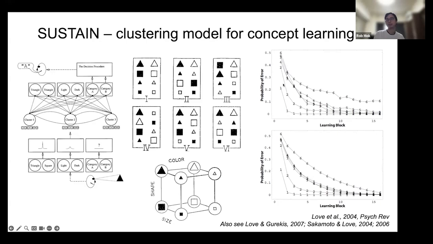And what you can see here are the human behavioral curves, the probability of error. So basically, if you learn it, your error is low. For type 1, it's learned very quickly. And for type 6, it's learned a lot slower. What this shows is the output of the model, and the model is able to capture these behavioral curves very well.